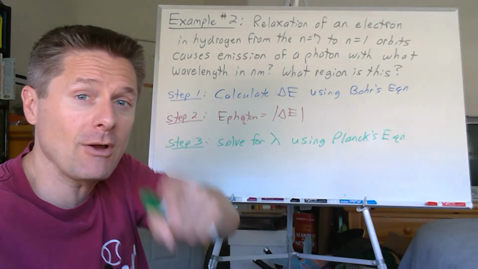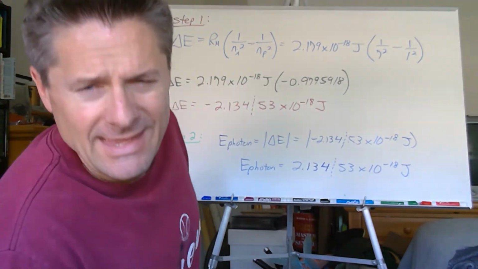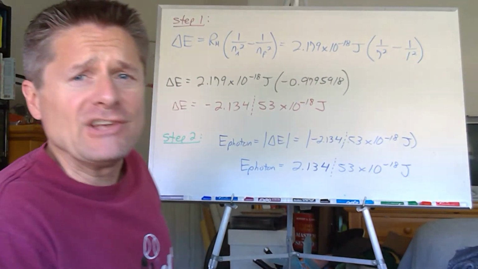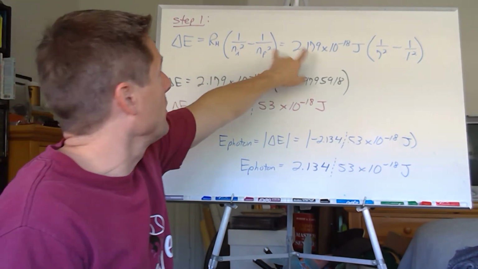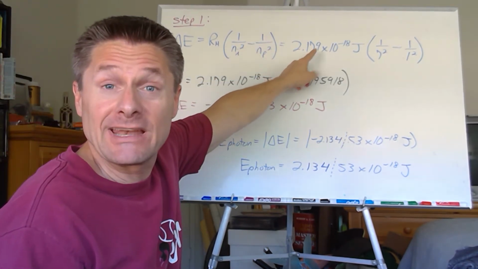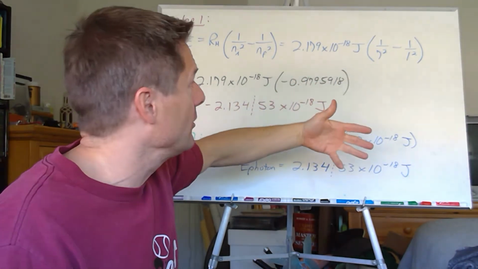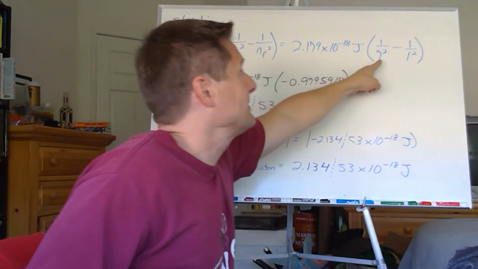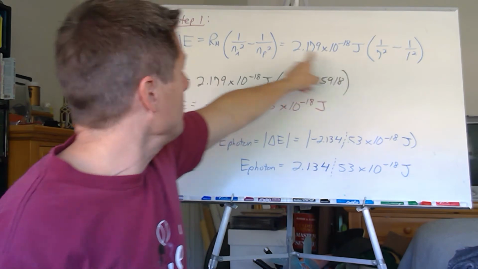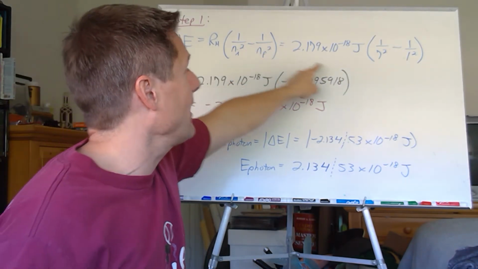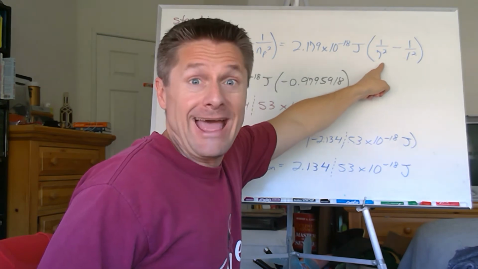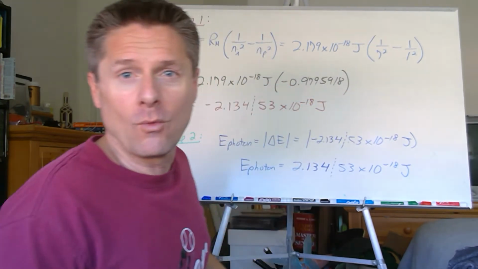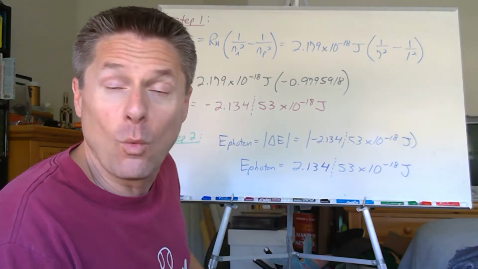Track your uncertainty. Let's do it. All I could fit was steps 1 and 2 on the board. All right, there's Bohr's equation there. Rydberg constant, 2.179 times 10 to the minus 18th joules, always given to you. N initial is 7, so 1 over 7 squared, minus 1 over N final. Now, N final's 1. So that'll be 1 over 49, minus 1 over 1 is 1. So 1 over 49 minus 1.